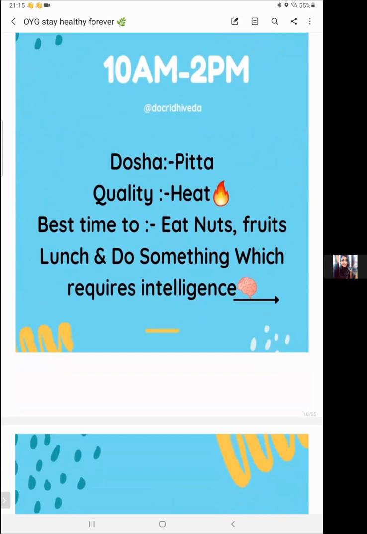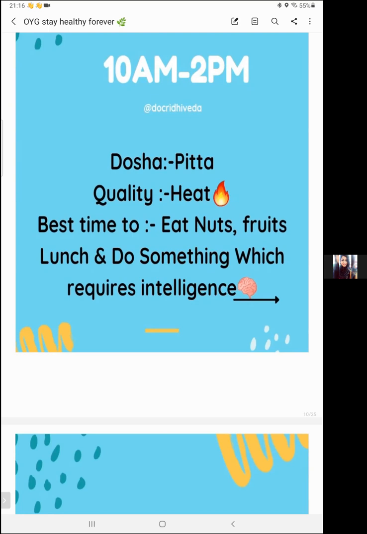So it is the best time to eat nuts and fruits. See, fruits are not light to digest, they are heavy to digest. In order to digest the fruits and nuts, you need a strong digestive fire. And as the sun goes up and the sun goes down, your fire goes up and your fire goes down. So accordingly, in the day, it is kind of mild. In the noon, it is highest.